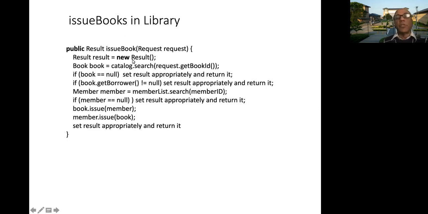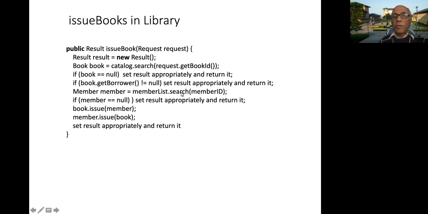Now here is the issue books in library. Just like add member or add book, it creates a result object, then searches for the book. And if the book is null, then set an appropriate result code and then return that result. If the book is already issued out, then book.getBorrower will not be null. Set an error code and return the result object.